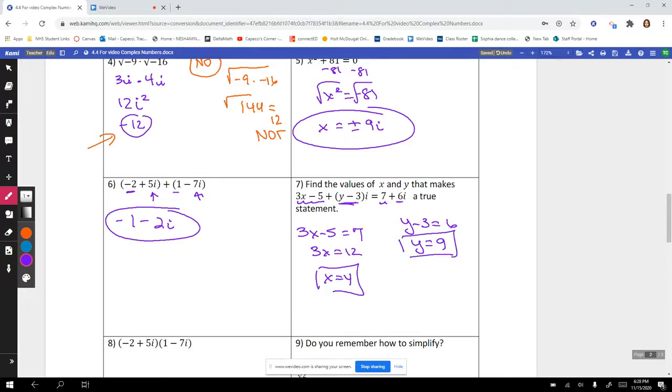Now, as always in math, you can substitute that back in and see if you get the right answer. So we can do that. I have 3 times 4 minus 5 plus 9 minus 3i. Simplify that. That's 12 minus 5, which gives us 7, plus 9 minus 3 is 6, so I have 6i. 7 plus 6i, which is what I started with. So I know that my values for x and y are correct.